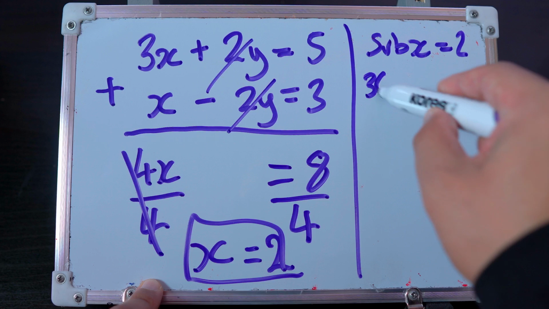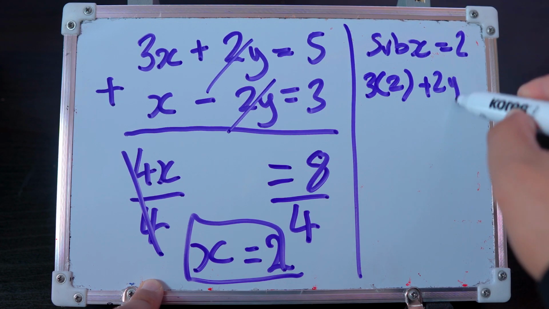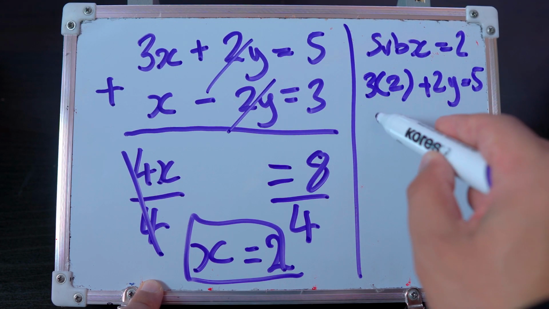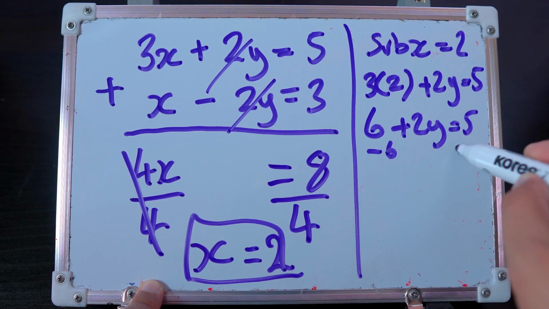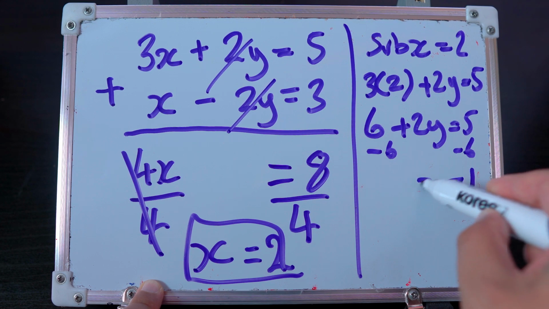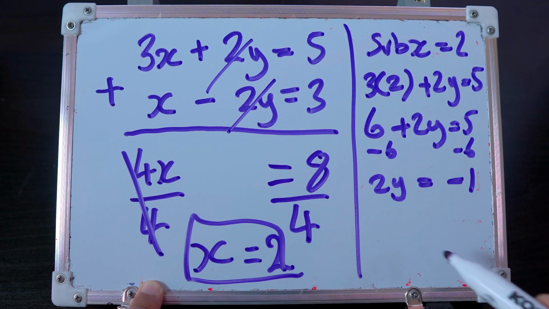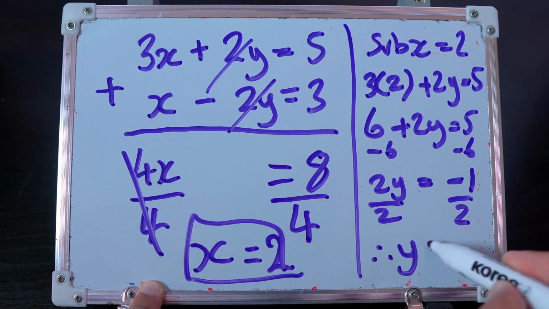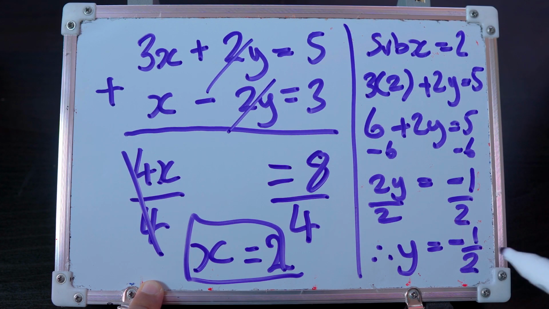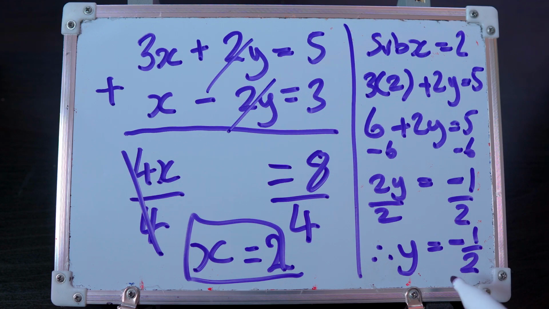So 3 times 2 plus 2y is equal to 5. 3 times 2 is 6. 6 plus 2y is equal to 5. If I minus 6 from both sides, negative 1 is equal to 2y. Okay? And then if I divide this by 2, divide this by 2, therefore y is equal to negative a half. Okay, so I've got my y is equal to negative half.